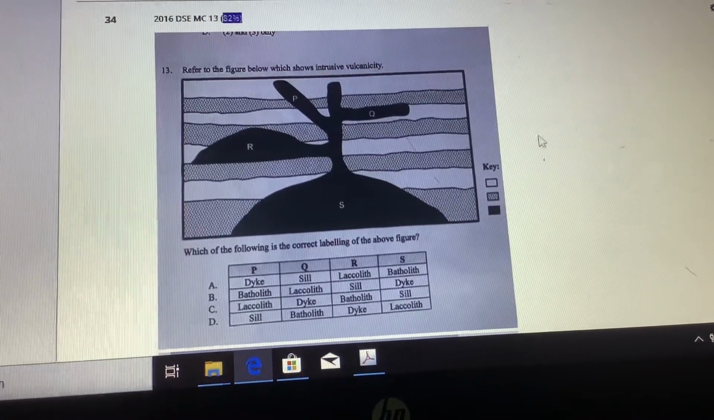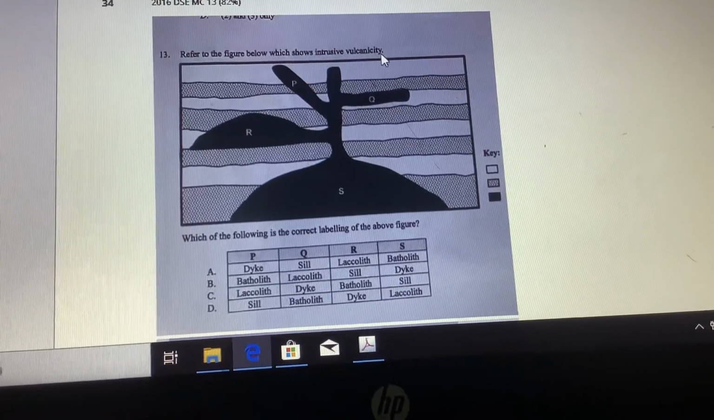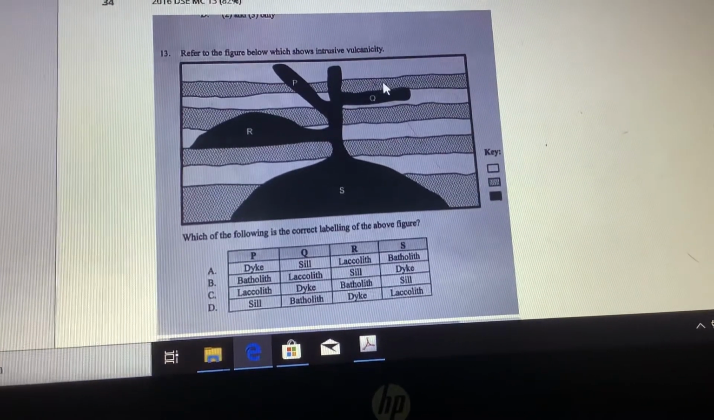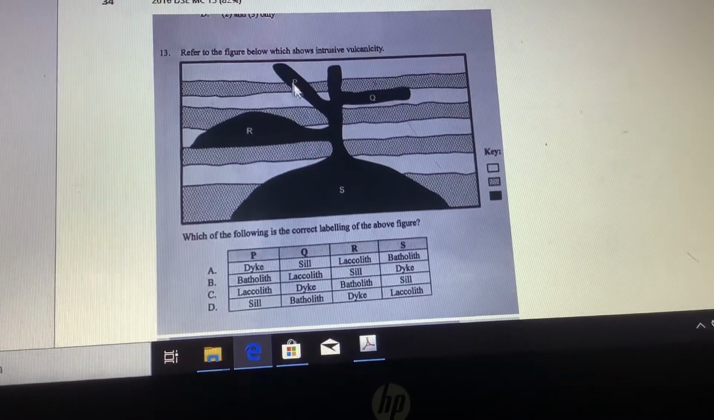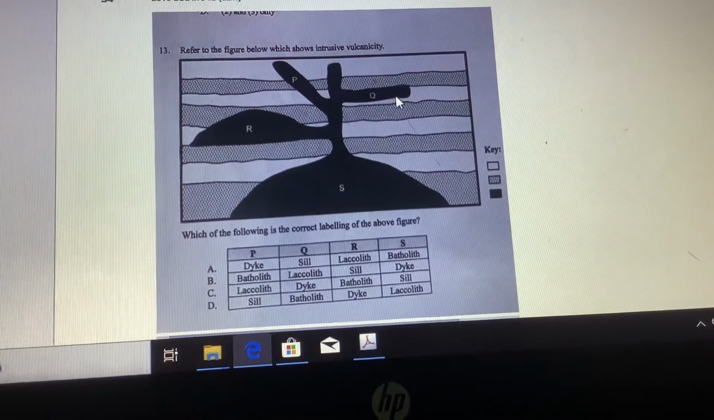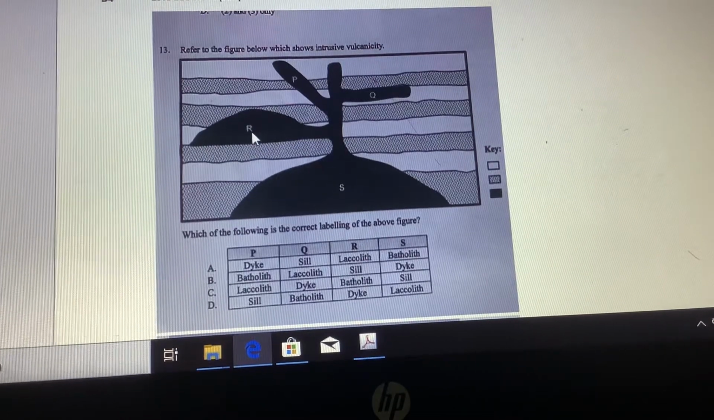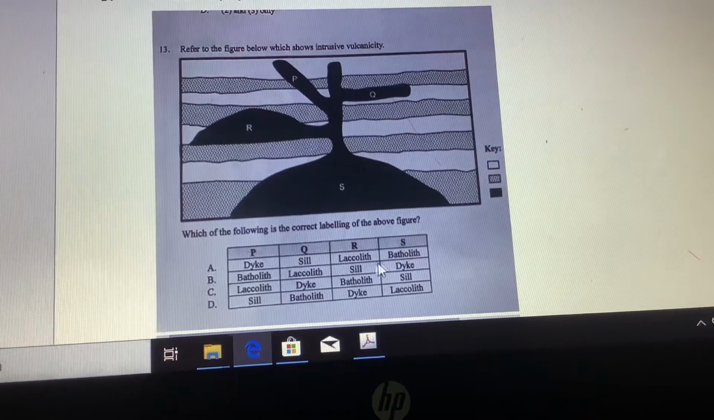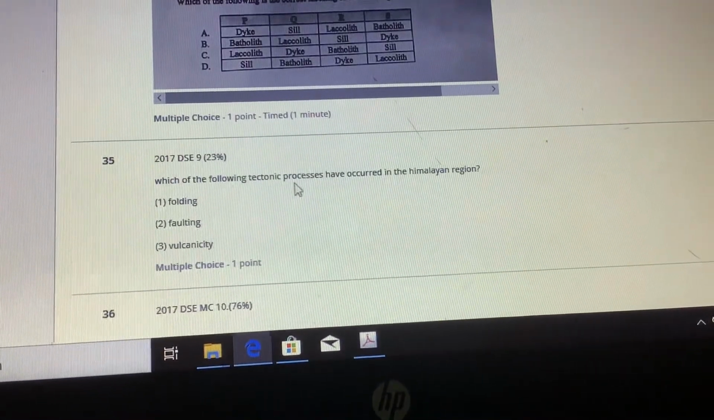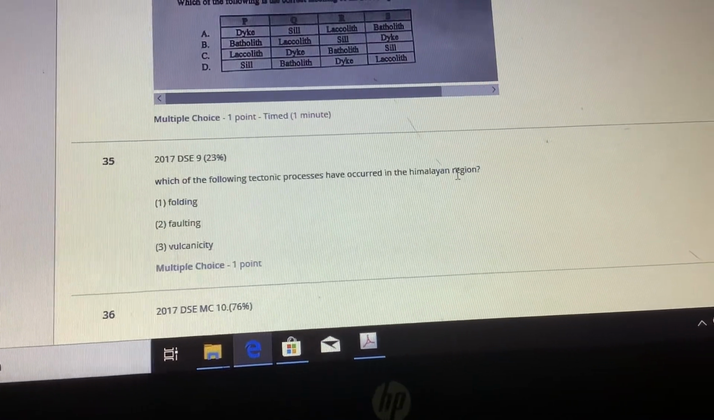OK, remember, intrusive volcanicity just has four things, the four big kings. P should be dike, Q should be sill, R should be laccolith and S should be batholith. And then which of the following tectonic hazards will occur in the Himalayan region?